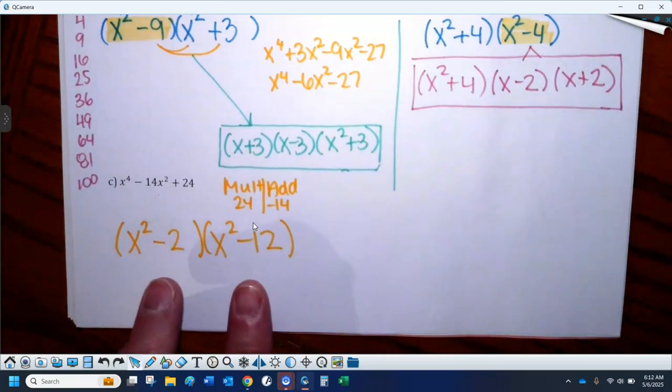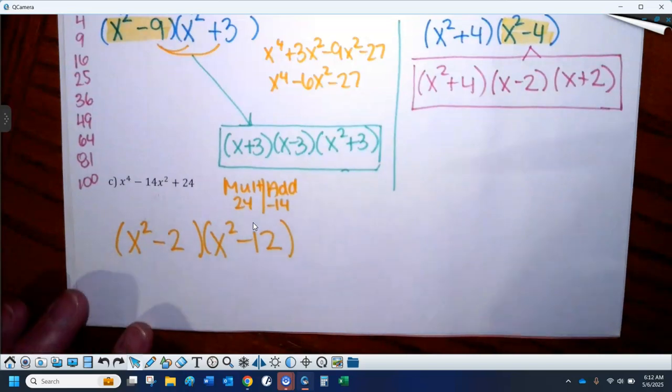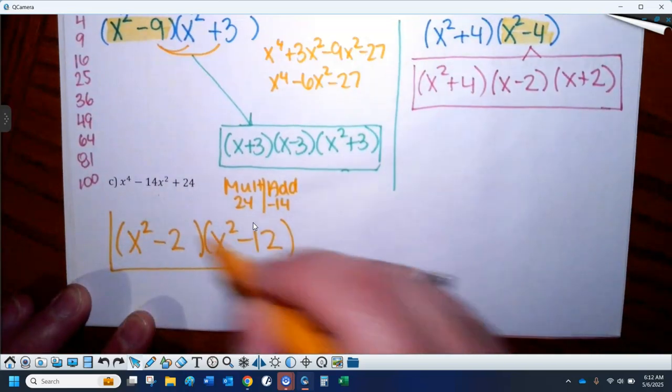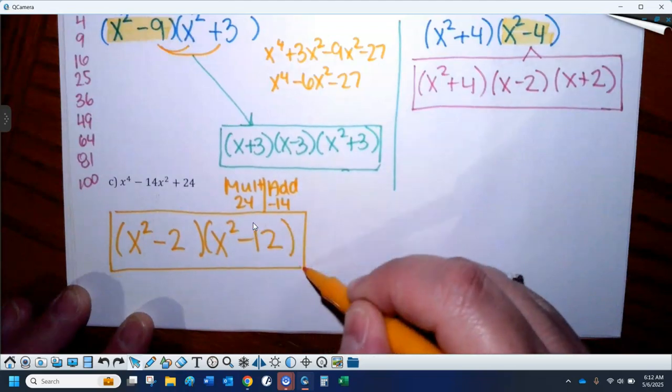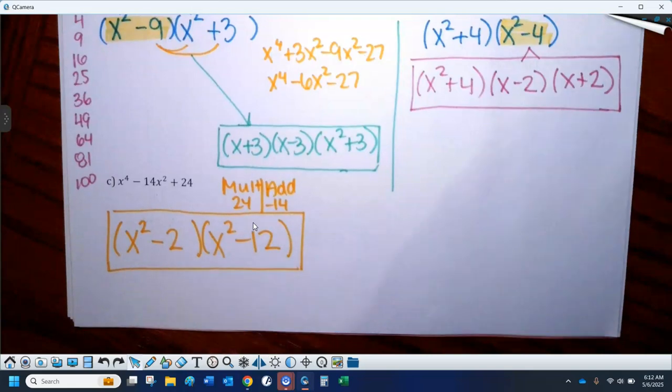Now, if you're looking here, neither one of these numbers are perfect squares, so we're not going to go any further. This is just your answer, and it just depends on the question, so you have to pay attention. And if it's not a perfect square there, like 2 and 12, neither one perfect square, can't go any further.